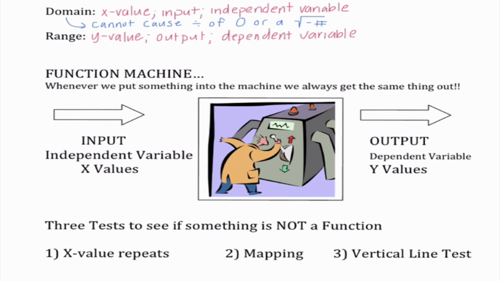We often like to think about our functions as being like a machine. Whenever we put our input into this machine, this same thing always comes out. So each input only has one output. Each x value only has one y value.